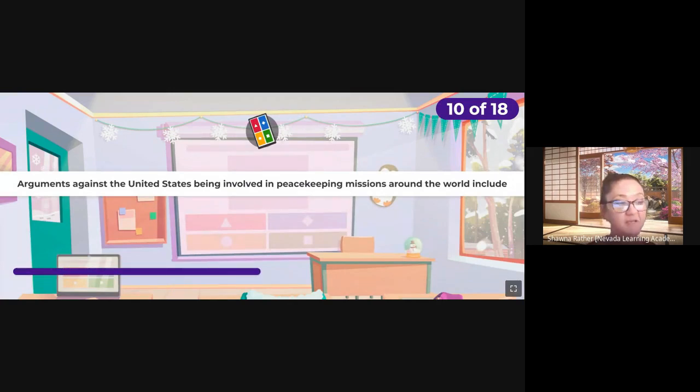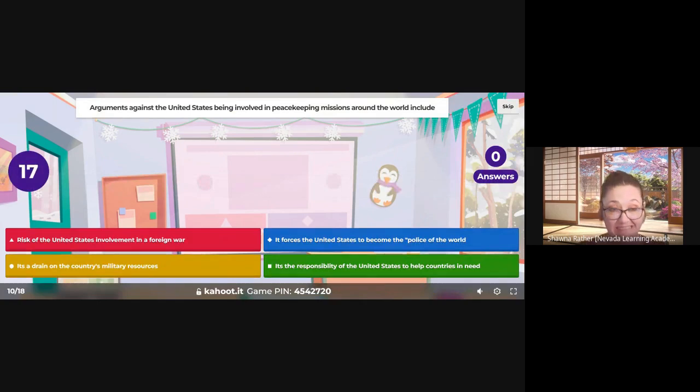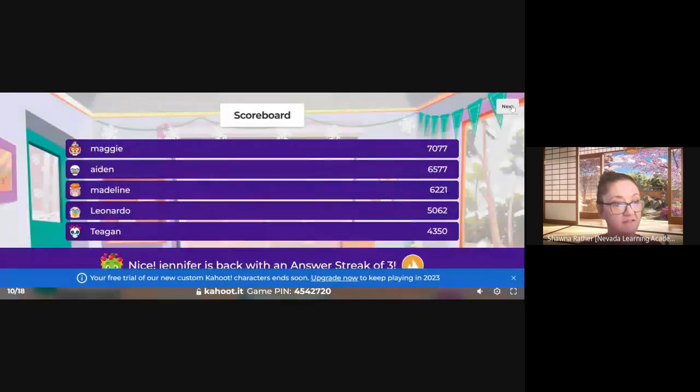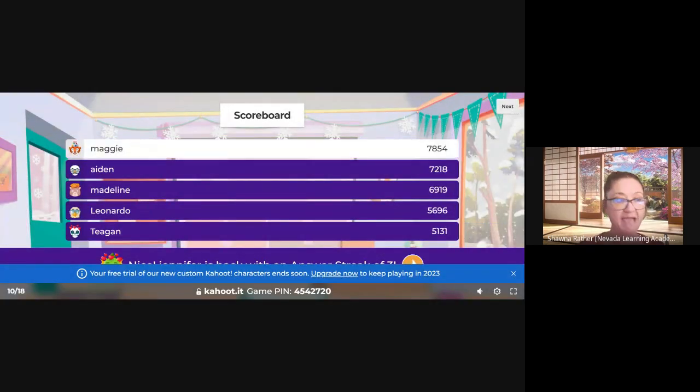Arguments against the United States being involved in peacekeeping missions around the world include 3 of these. Like, why don't they want us to be involved in it? So it makes us be the policeman of the world. It's a drain on our resources, and it involves risking us getting involved in a foreign war. Good. Okay. Oh, Maggie's still in the lead.